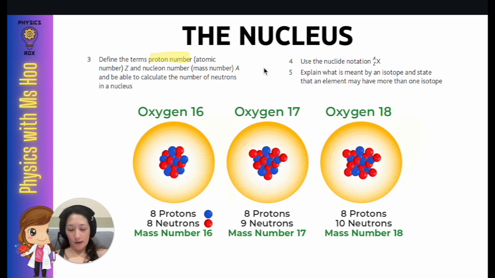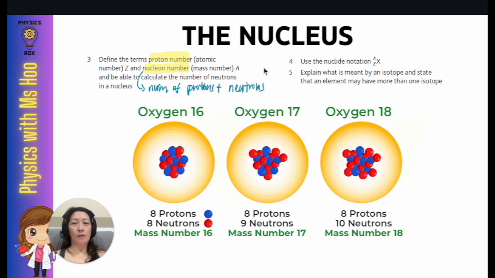The nuclear number, on the other hand, refers to the total number of nucleons. So what's a nucleon? The nucleon refers to whatever's inside the nucleus. So the nucleon number is basically the total number of protons plus the number of neutrons.